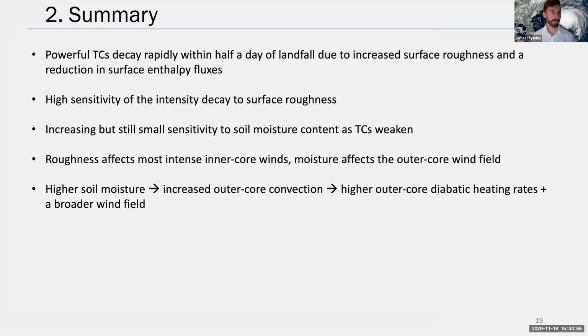To summarize this section, powerful TCs decay rapidly due to increased surface roughness and a reduction in surface enthalpy fluxes regardless of the surface attributes. There's a higher sensitivity to the surface roughness initially, but that sensitivity to soil moisture increases as TCs weaken. Roughness affects the most intense inner core winds, while the outer core wind field shows a stronger sensitivity to the moisture. And higher soil moisture leads to increased outer core convection, leading to increased diabatic heating rates and a broader wind field.